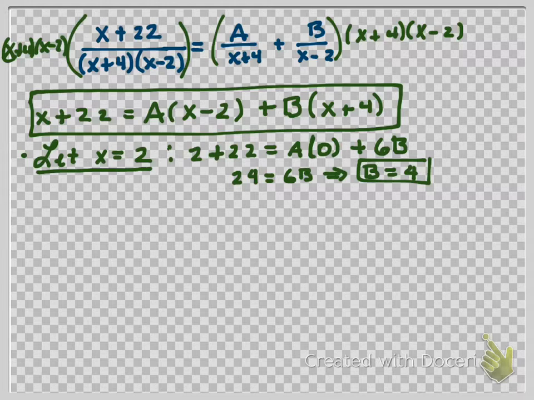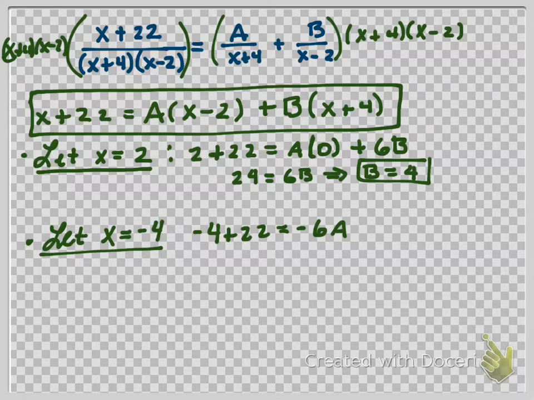All right, and then if on my first choice I let x be 2, what would be a good choice for my second one? Negative 4. All right, so now I'm going to have negative 4 plus 22 equals. Is the a going to go away this time? No. So when I put negative 4 into x minus 2, what do I have? Negative 6. So this is negative 6a. And what's going to happen to my x plus 4? We could write that as 0b, another way to write it, right? Y'all with me? Okay. So negative 4 plus 22 gives me 18 equals negative 6a, which means that a has to be what? A equals negative 3.